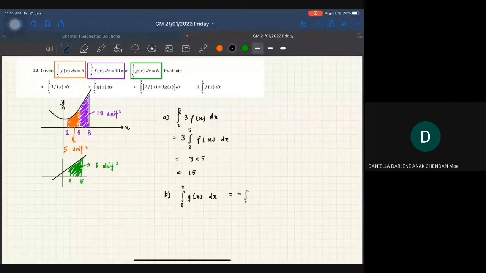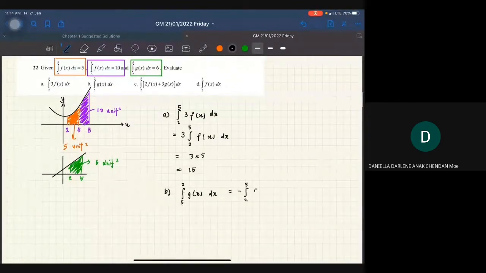And then terbalikkan sahaja 2 5 g(x) dx. So letak negatif kat depan g(x) dx. Awak dapat negatif 6. Itu sahaja.